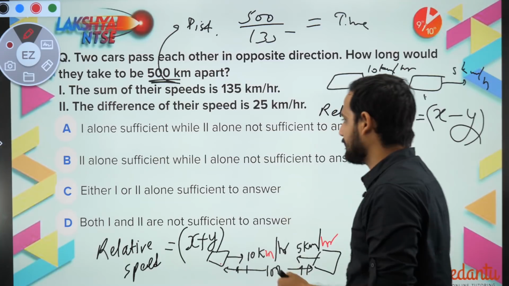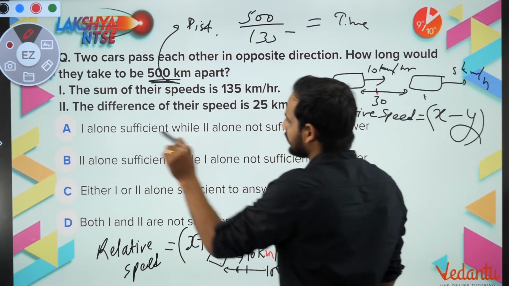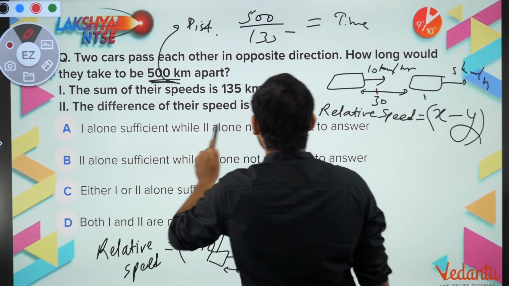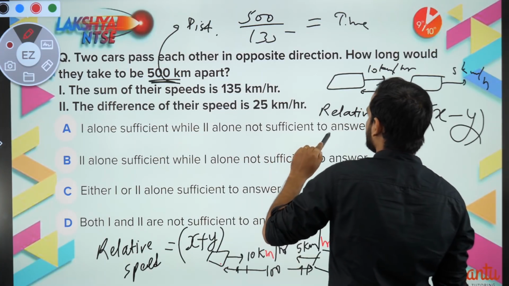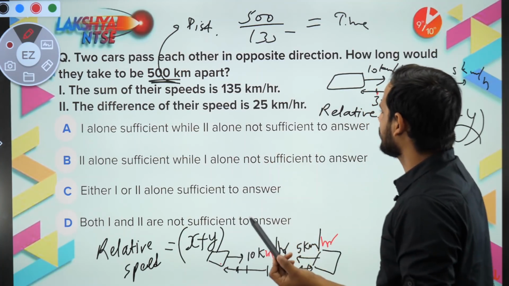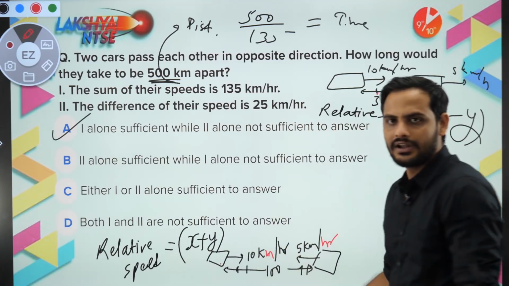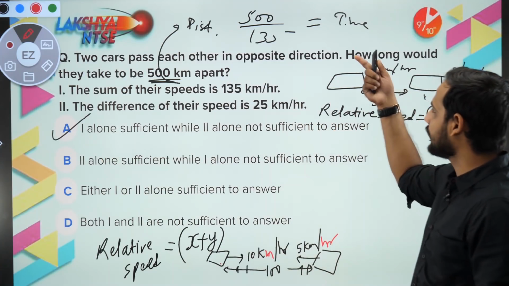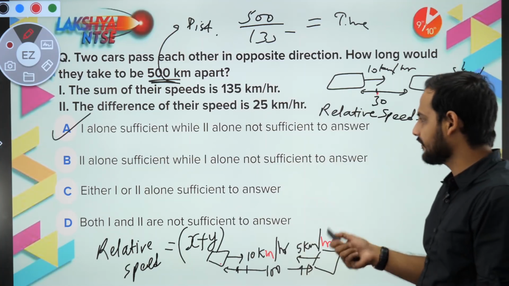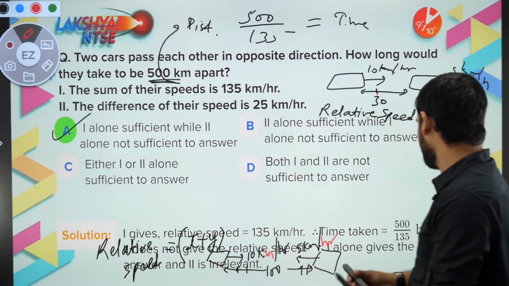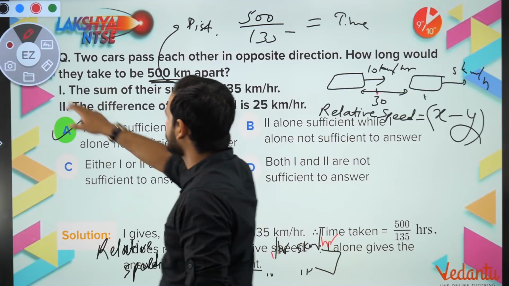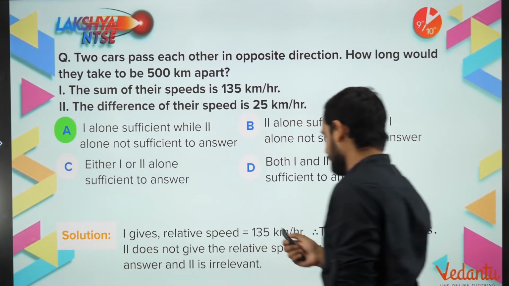Correct? So what I will say is, statement 1 alone is sufficient, while statement 2 alone is not sufficient to answer the question. So only the first one alone is sufficient for me. I can do 500 upon 135 and I will get my time taken. Okay, so now let's move to the next question. The next question is this.